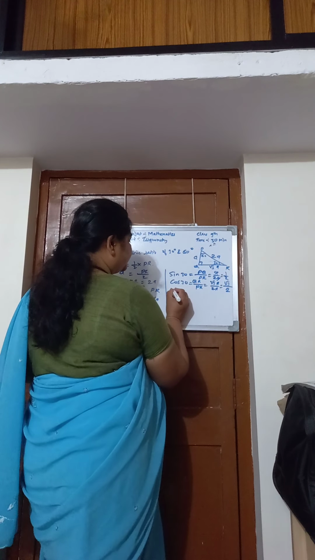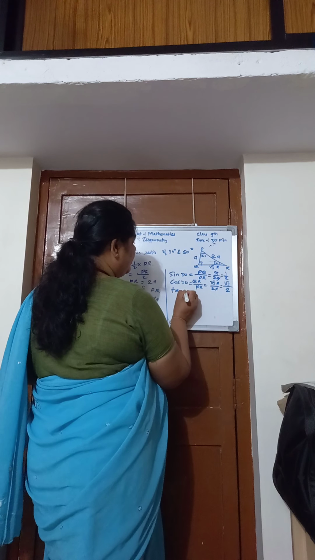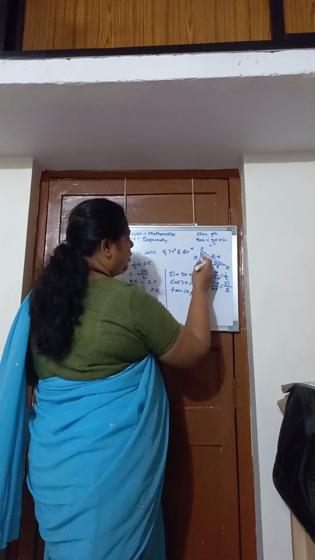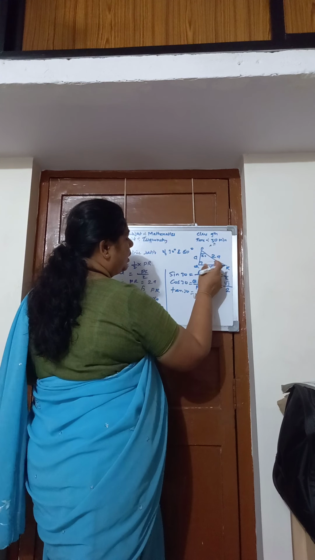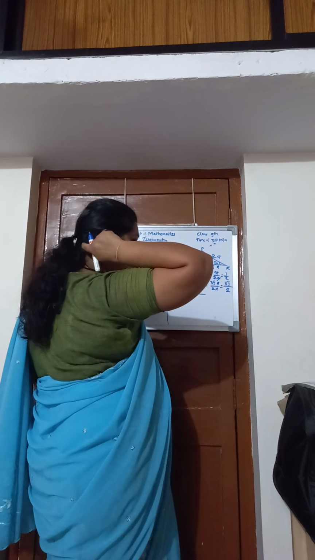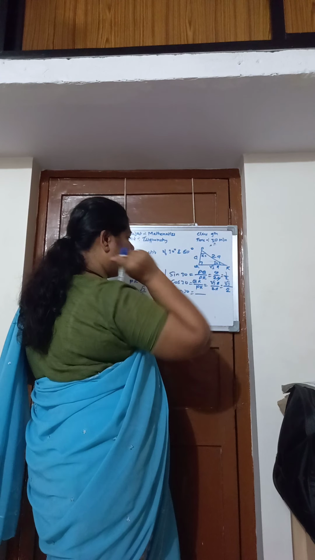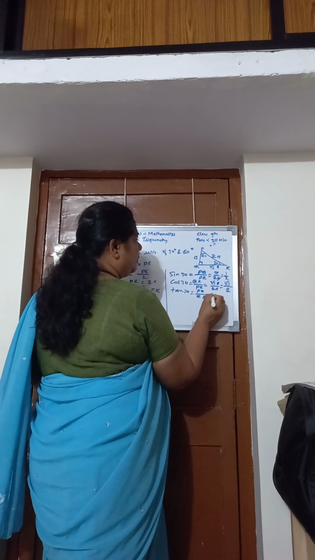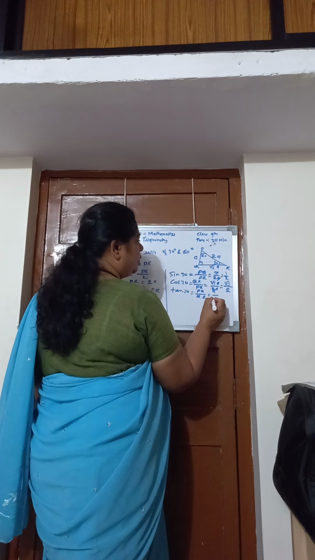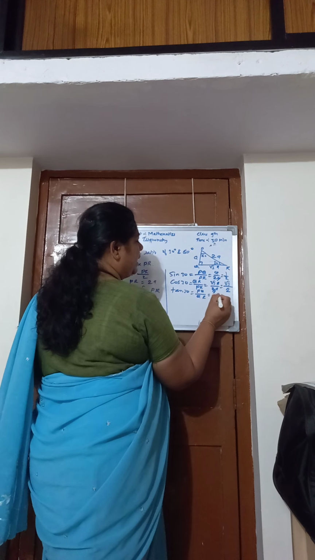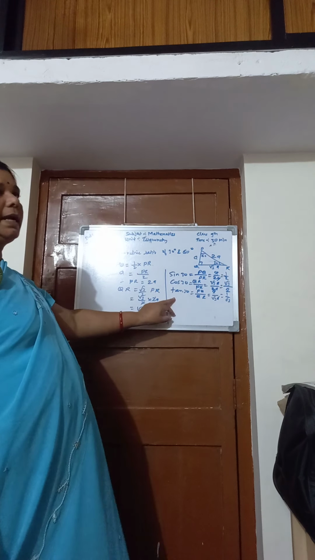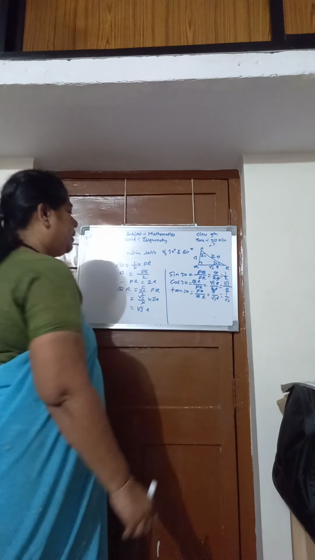Then tan 30 equals, what is the value of tan 30? PQ upon QR. PQ is A, QR is root 3A. A gets cancelled, 1 by root 3 is the value of tan 30. Got it?